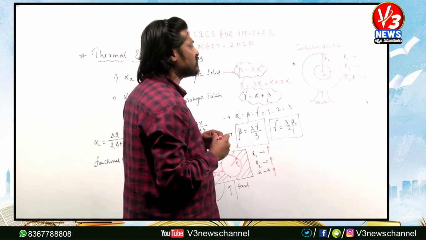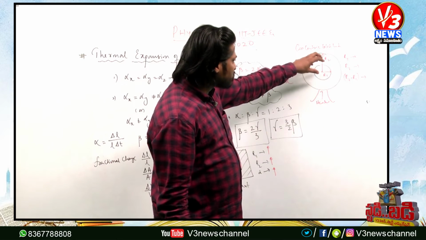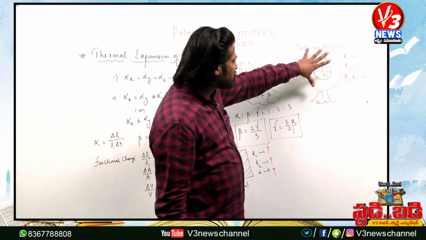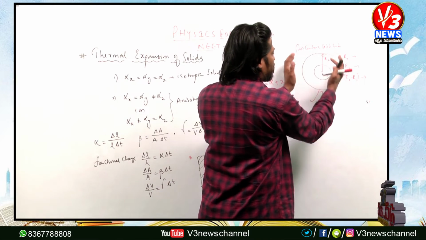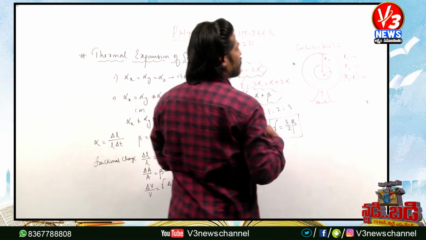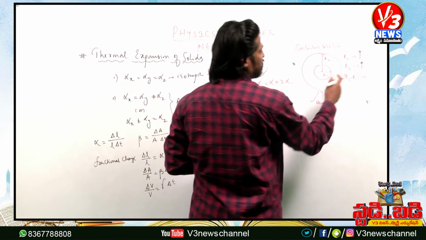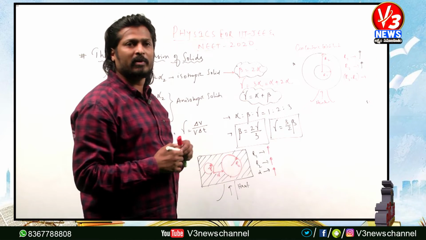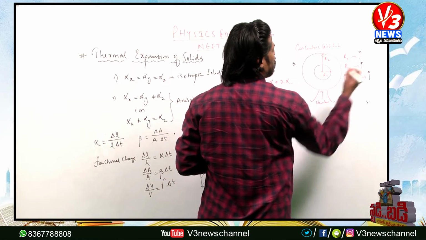So when you heat this concentric body, for each and every atom in it the interatomic distances increase, and because of that the total diameter of the outer part increases. So R2 value increases, R1 value also increases. When you are heating it, no doubt R1 is increasing, R2 is also increasing. What happened to the difference? Obviously the difference is also increasing.